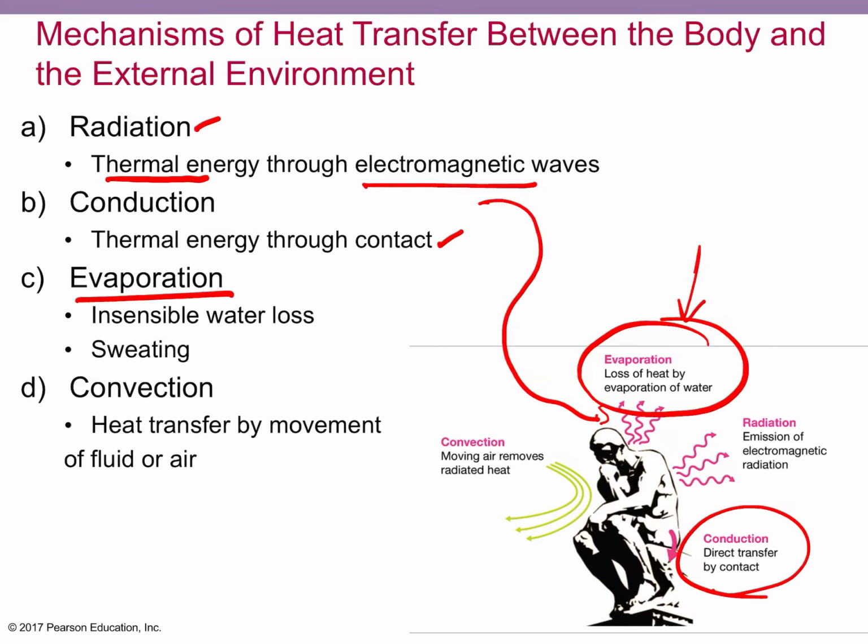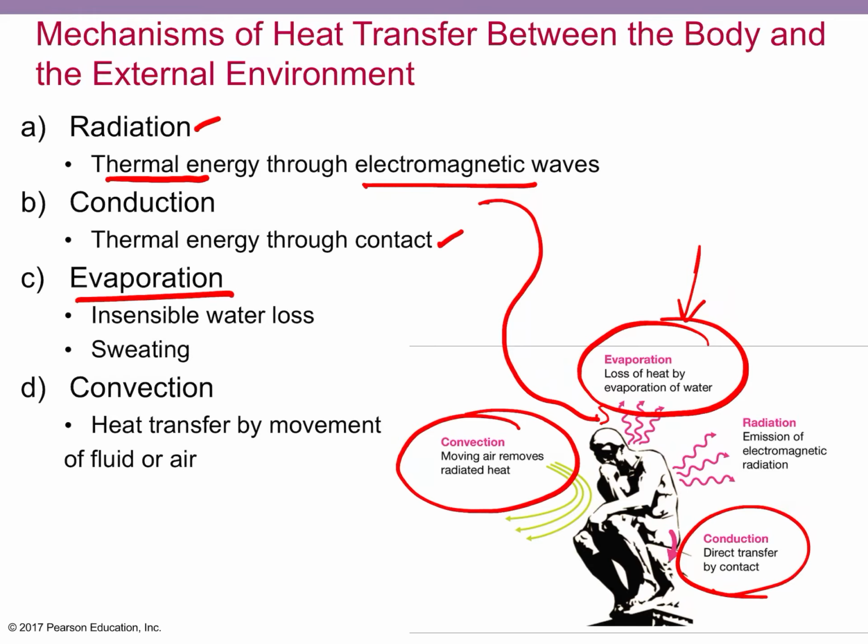Convection is the loss of heat to moving air circulating around your body, or it could be a fluid. So if you're in a swimming pool, you're cooled down immediately because your body is losing heat to the water. Or it can just be by wind, which is why fanning yourself can help cool you down by that convection.